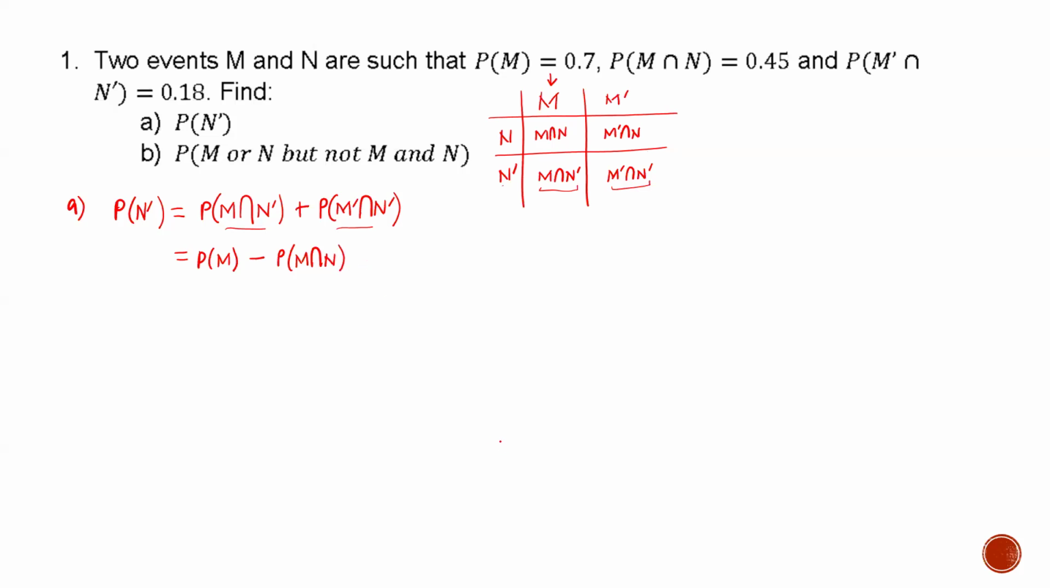And this makes sense when you think about it, because the probability of M not happening with N is the probability of M minus the probability of M when it happens with N, which means what is left must be the probability of M when it doesn't happen with N.